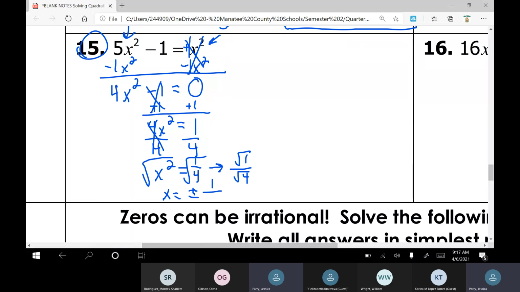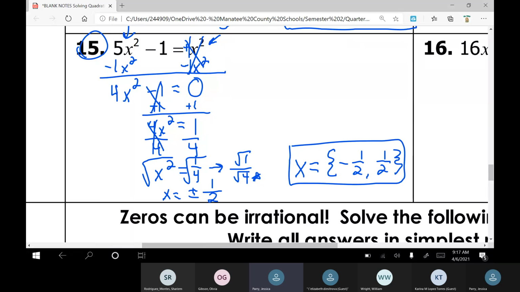One times 1 is 1. So up top I get a 1. And then we'll do the square root of 4. What times what is 4? 2. 2 times 2 is 4. So I get a positive, negative, and then my fraction 1/2, 1 over 2. So we can write our final answer. X equals negative 1/2 and positive 1/2. Okay, and then there's your final answer there for number 15.